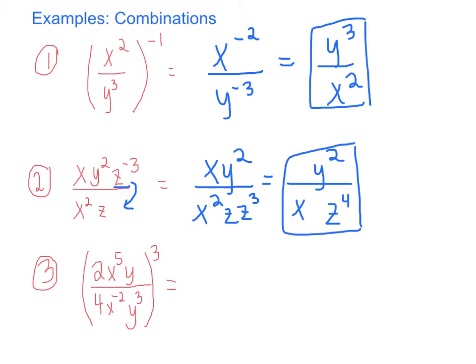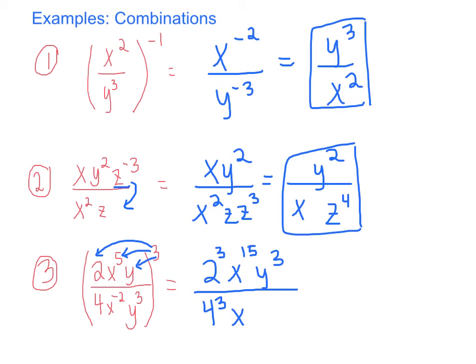Okay, so the next one, we're going to first distribute our 3 to everything. Every power gets multiplied by 3, numerator and denominator. So the numerator will now say 2 to the 3rd, not 2 times 3, 2 to the 3rd, x to the 15th, and y to the 3rd. All over 4 to the 3rd, okay, x to the negative 6, and y to the 9th.